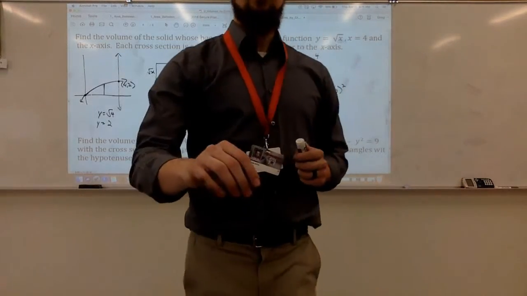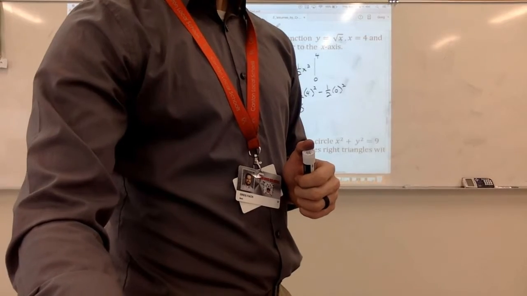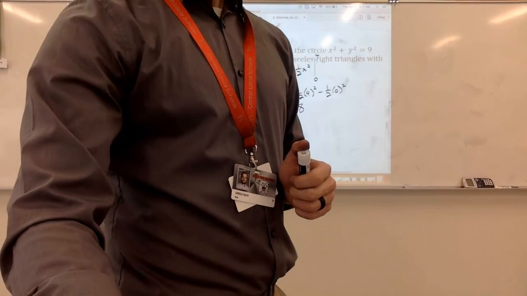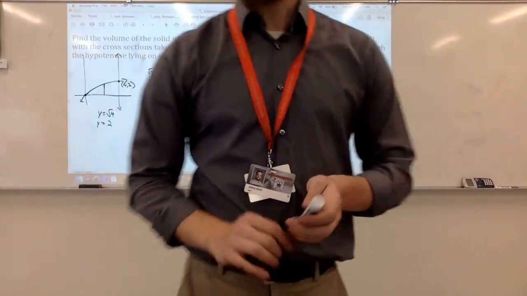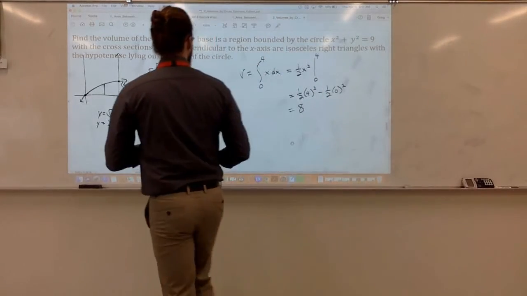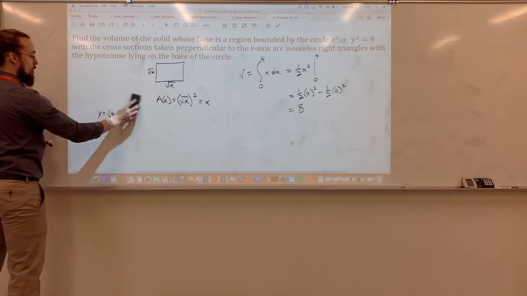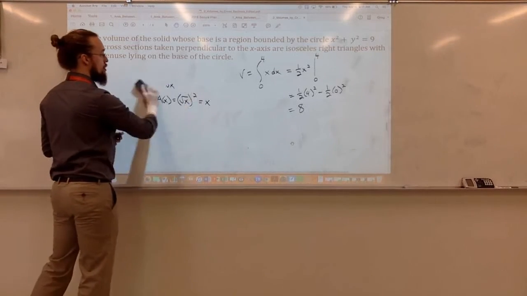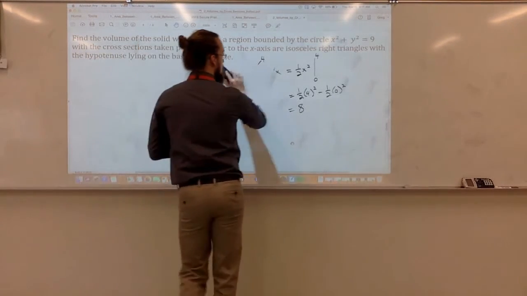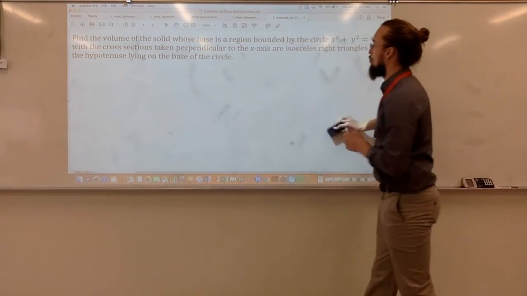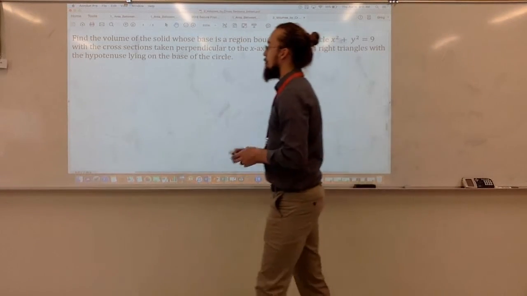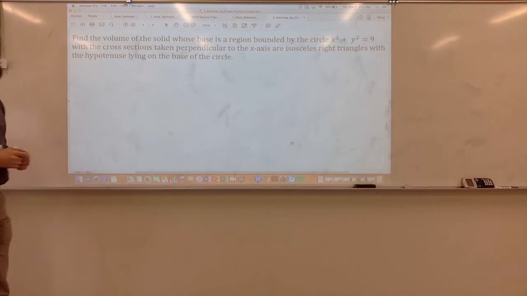We probably have time to do one more here. So the second example says find the volume of the solid whose base is a region bounded by the circle, with the cross sections taken perpendicular to the x-axis as isosceles right triangles, with the hypotenuse lying on the base of the circle.